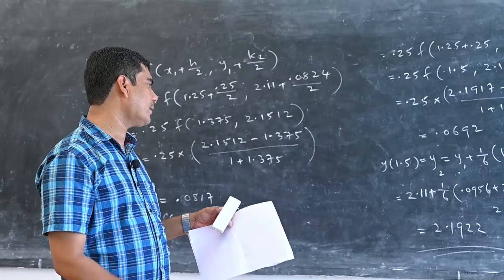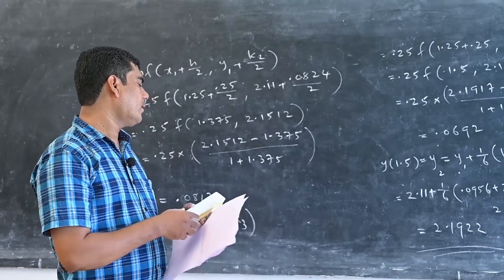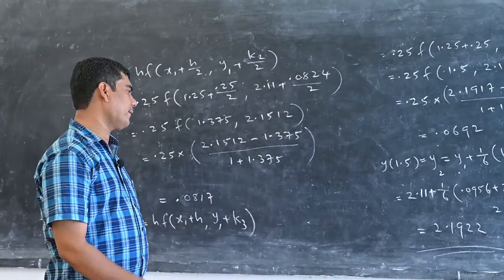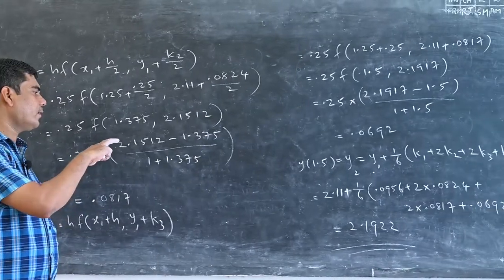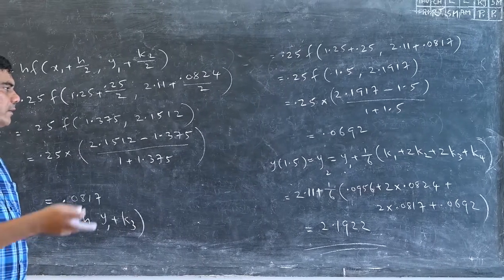k4 is h into f of x2 plus h, y2 plus k3. Then y3 is y2 plus 1 by 6 into k1 plus 2k2 plus 2k3 plus k4.